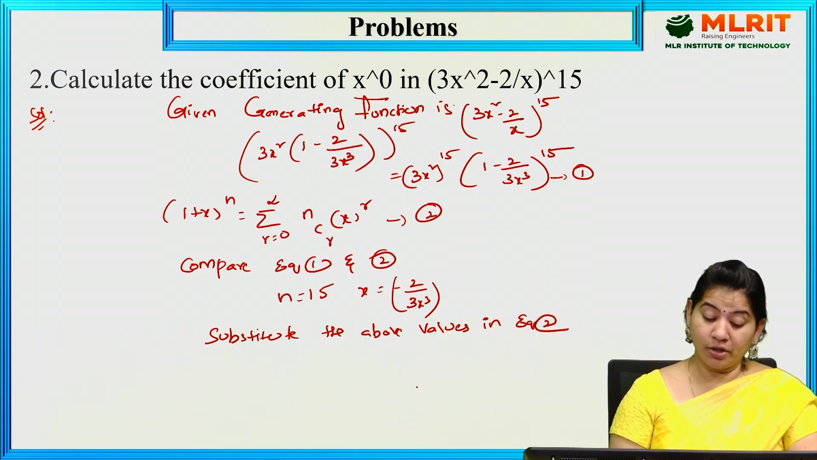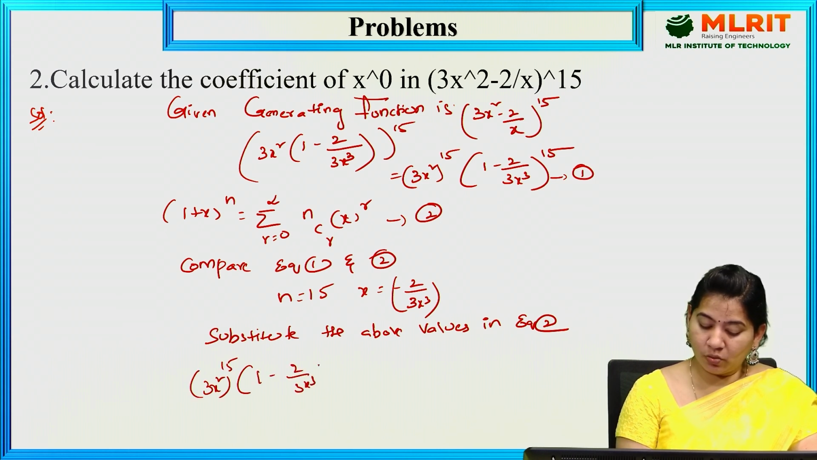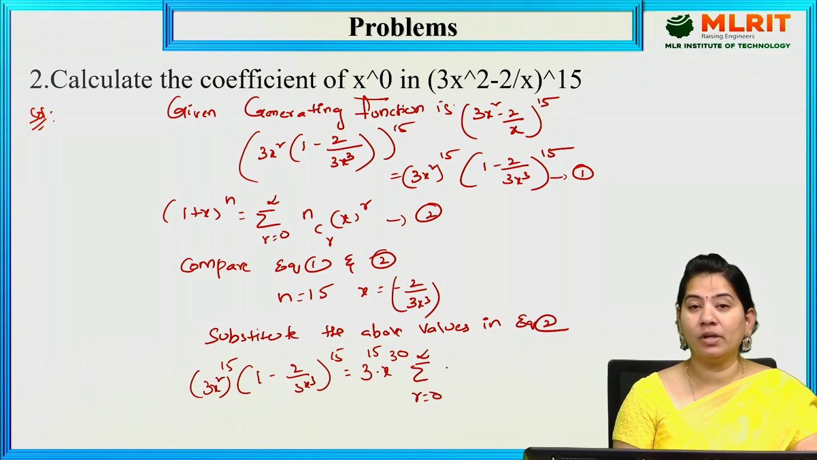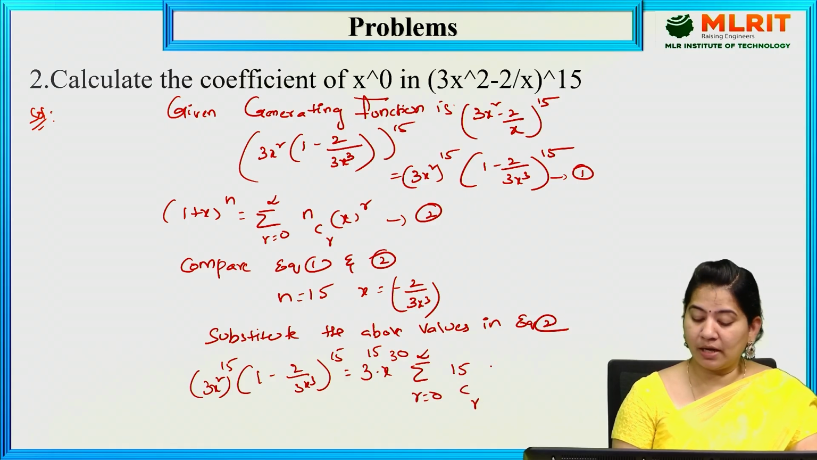So then here what you will get is 3x square whole power 15 into 1 minus 2 by 3x cube whole power 15, which is nothing but 3 power 15 into x power 30 into sigma r equal to 0 to infinity nCr. What is n value here? 15Cr, nCr x power r. What is x value here? Minus 2 by 3x cube whole power r.